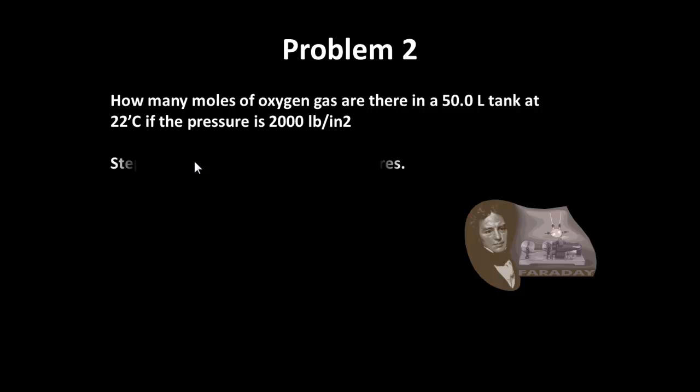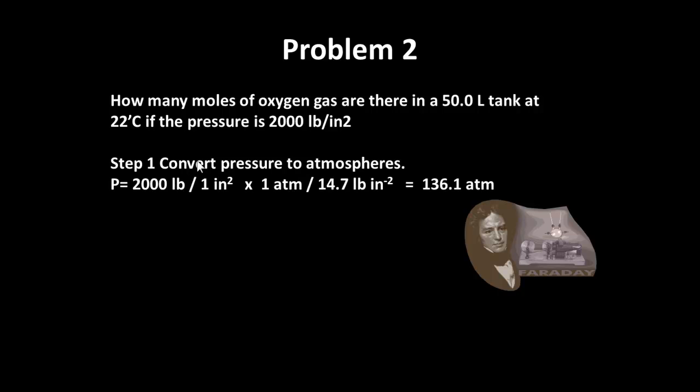Note we've mixed up a few units here, so let's get this pressure into something reasonable. So we'll convert the pressure to atmospheres, and an atmosphere is 14.7 pounds per square inch. So if we divide 2000 by 14.7, we'll have a pressure of 136.1 atmospheres. Okay, now all we need to do, we start with our PV equals nRT. We're looking for n, the number of moles, so n will be equal to P times V divided by R times T.